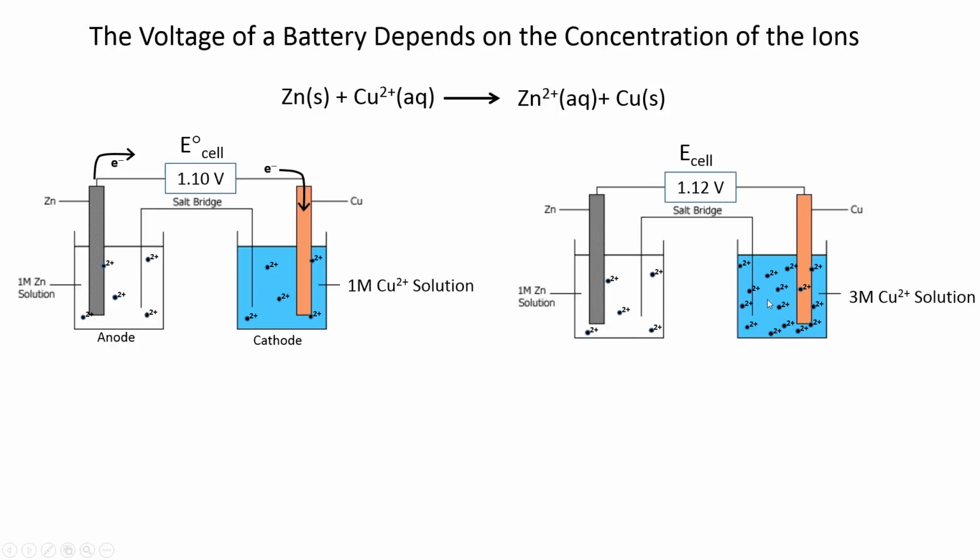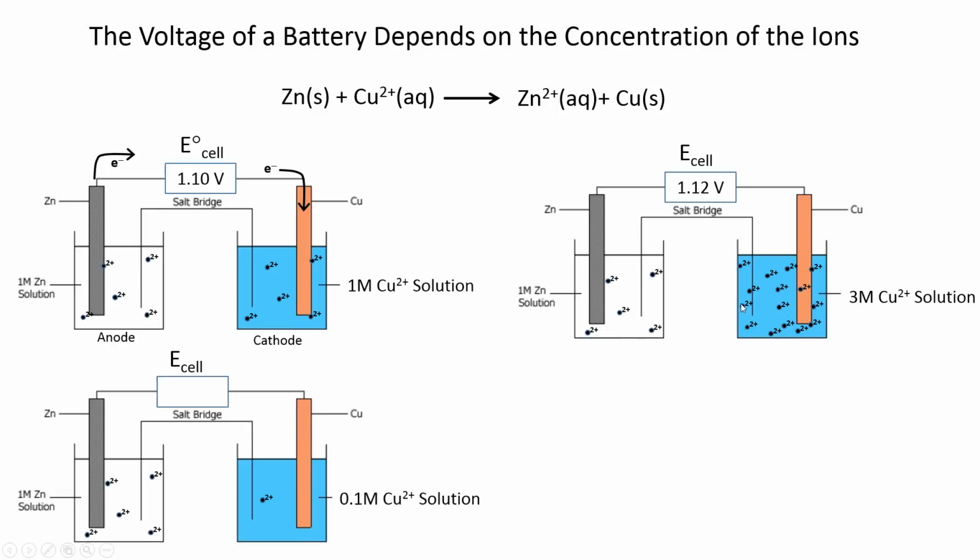ions are present. Also, if the copper ion concentration in the cathode is reduced, the pull on electrons from the zinc anode is also reduced. We find 1.07 volts in the cell with reduced copper ion concentration. So this video will look at calculating voltages under non-standard conditions when ion concentrations are no longer 1 molar.